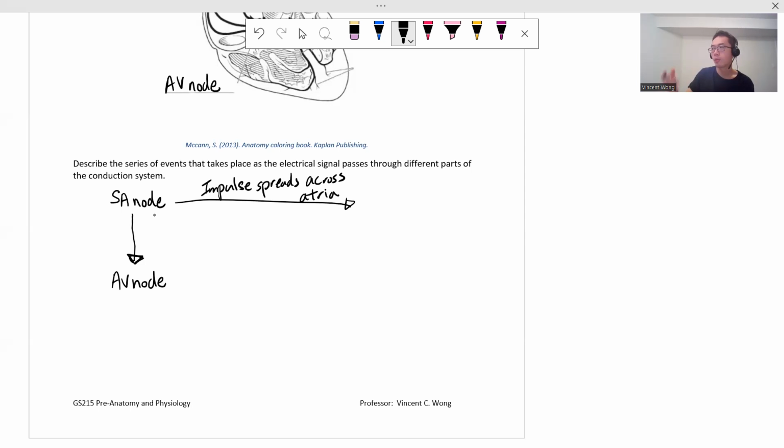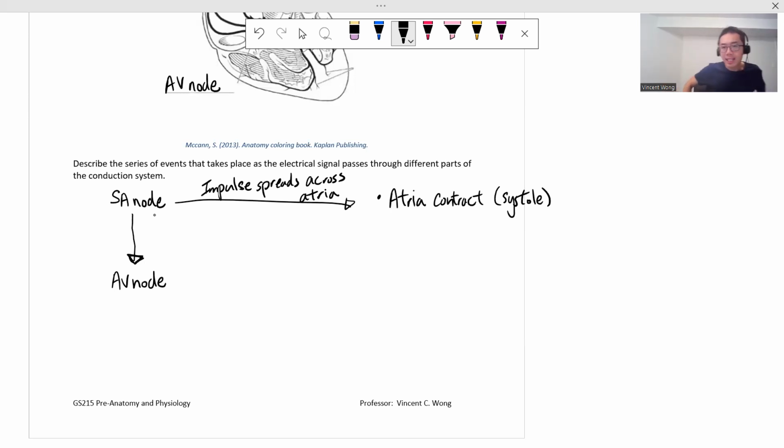But what I really want you to understand and visualize is all the things that are happening when the signal gets across the atria. So atria undergo systole. You know what? Let's just keep it simple. Atria contract, okay, which is called systole, right?